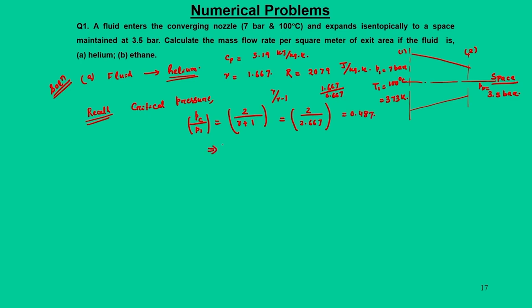So, this ratio is 0.487, which means your Pc would be 7 bar into 0.487. This number is 3.4 bar. So, Pc means, since it is the minimum area, at this pressure we have 3.4 bar. Whereas your Pb is 3.5 bar. So, which means your Pb is greater than Pc, which means the nozzle is not choked.